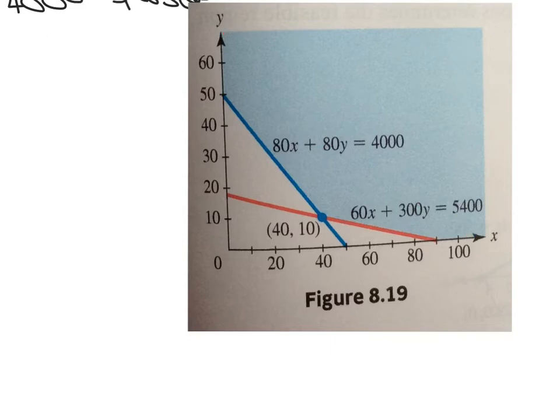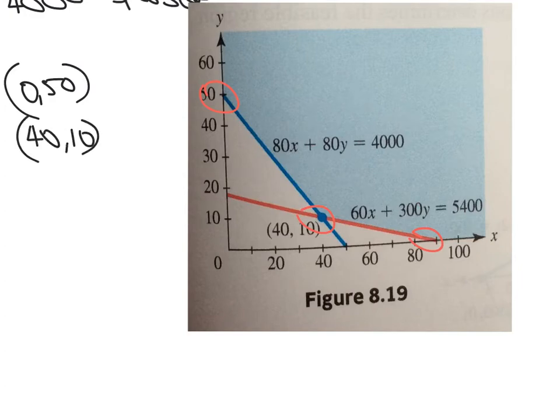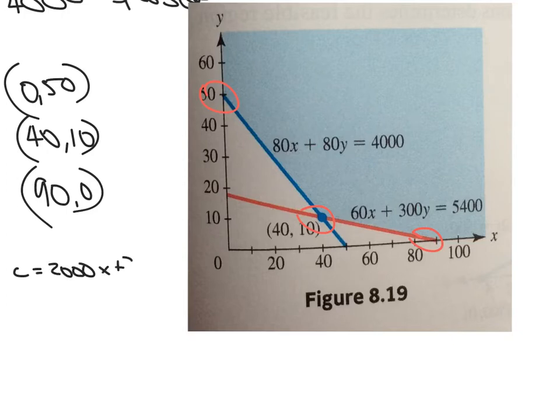So my choices for minimum cost are here, here, and here. So at the point (0, 50), at the point (40, 10), and at the point (90, 0). So those are the three places that we're going to look at to see if this works. So we go back to our original formula, C equals 2,000X plus 3,000Y. Okay, so when we put these numbers here, 0 and 50 in for X and Y here, we get a value of $150,000.